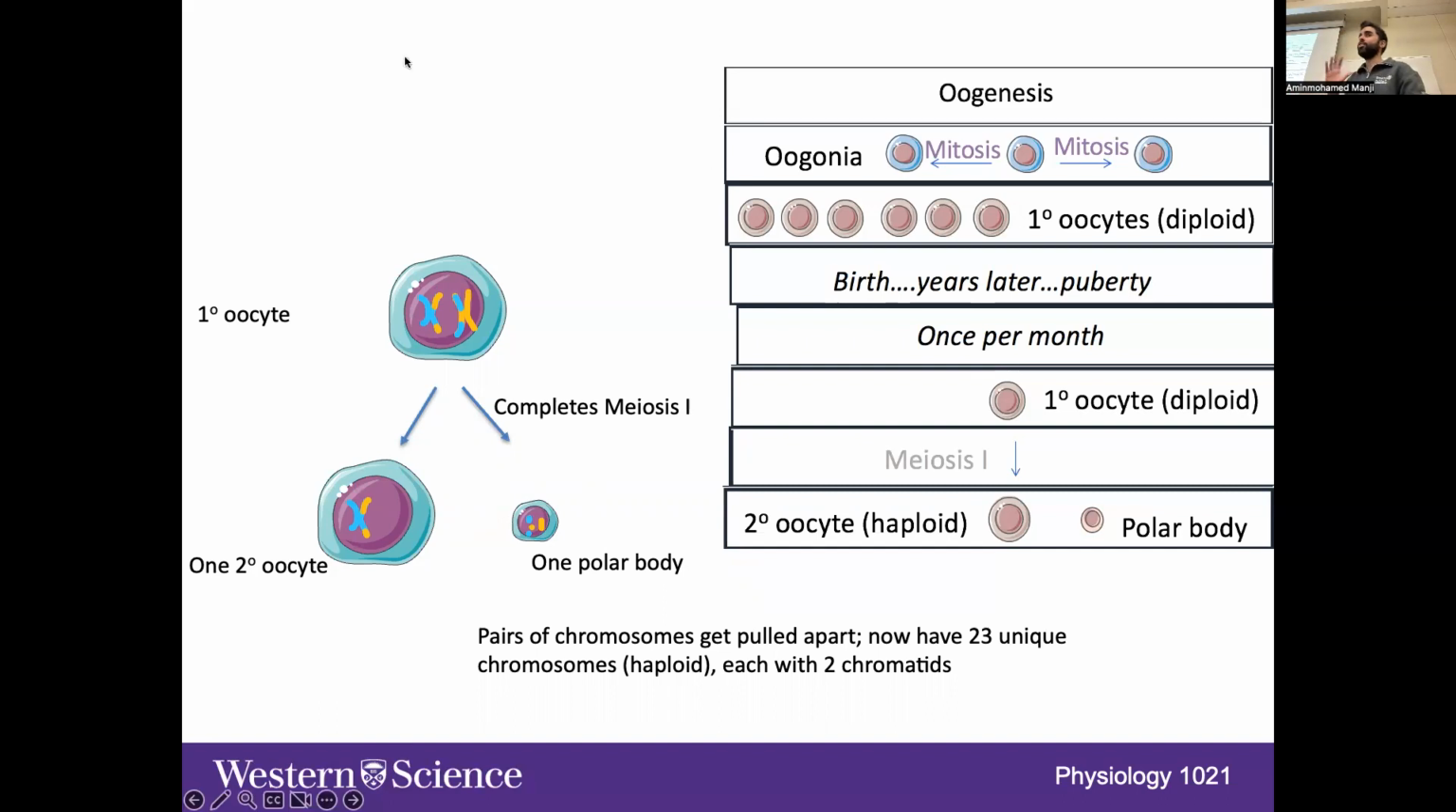In reality, we have around 30 to 50 of those primary oocytes that are going to be recruited to undergo maturation. Okay, but here's the key thing. Only one egg is going to get ovulated. Even though 30 to 50 are being recruited, only one will get ovulated. Okay, this is the one that's going to get ovulated right here.